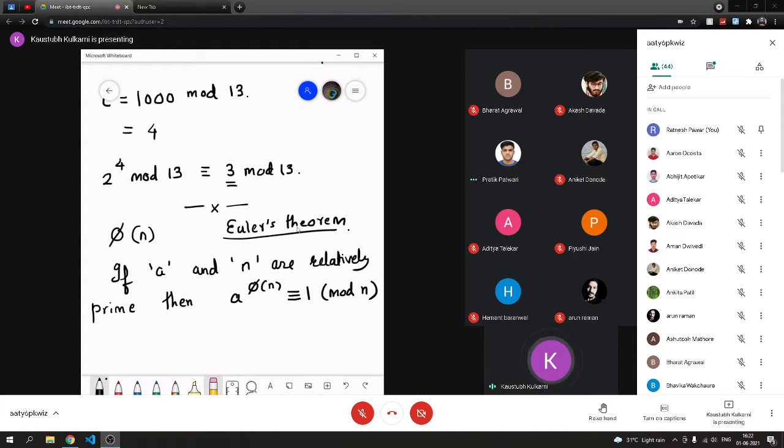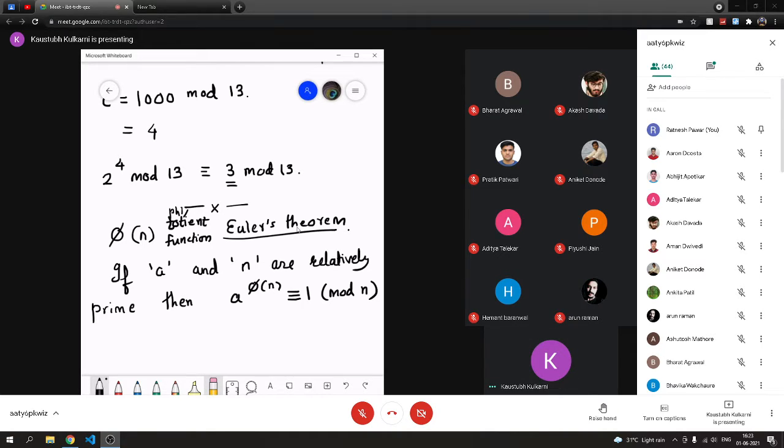Can you see the similarity? Yes, when n is prime, there will be n minus 1, the totient function. Yeah, correct. By the way, this is the totient function, not quotient. It is called the totient function or phi function.